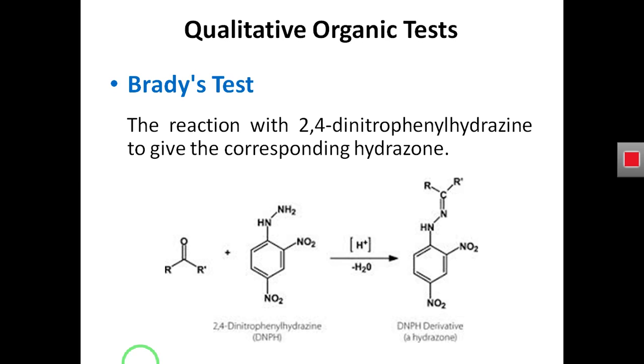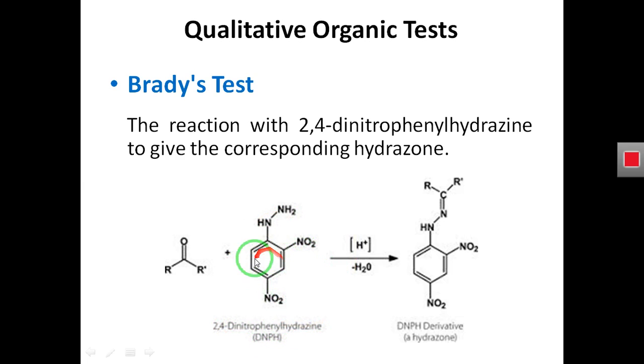If the test tube contains the sample that has the ketone, what will happen? This ketone will react with this reagent, and the reagent forms a product that will be the derivative of this initial reagent. What is a derivative? Derivative is a modified form of a parent molecule. So we can see here the parent molecule is the reagent, that is 2,4-dinitrophenyl hydrazine.